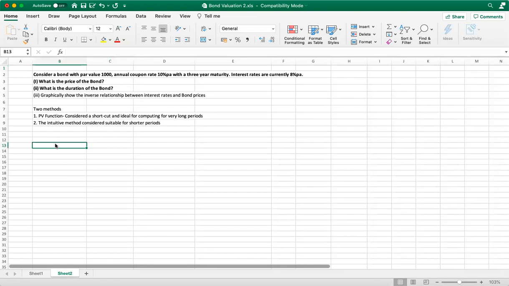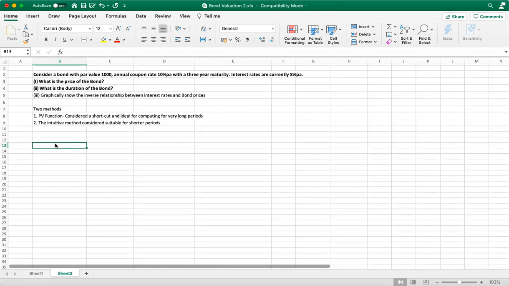Now, in valuing bonds, we have two methods. We have the PV function in Excel, which I consider a shortcut method. And we have what I call the ideal method for valuing bonds, which is a long one. Yeah, it's longer, but it is more intuitive. You're able to explain to someone what you are basically doing.